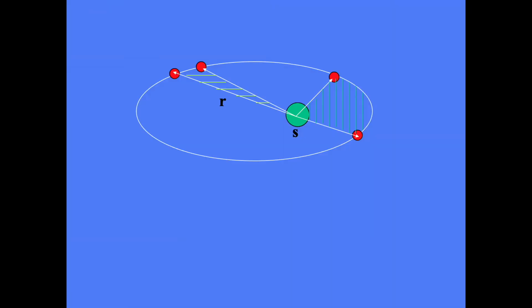Let's consider the motion of a planet at a couple points. What I've done is, over two pairs of points, I'm going to look at the area swept out. For example, the area swept out as the planet goes from this location to this location.